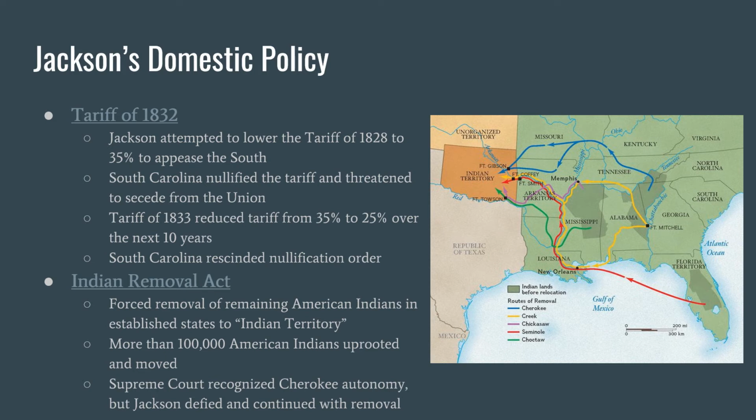More than 100,000 American Indians are forcibly removed to Oklahoma. Many of them die along the way. And what's interesting to note is the Supreme Court recognizes the Cherokee Nation's autonomy and recognizes that they should be allowed to stay on their land. And Andrew Jackson blatantly defies that Supreme Court order and continued with removal. So we see Andrew Jackson just straight up ignoring the Supreme Court.